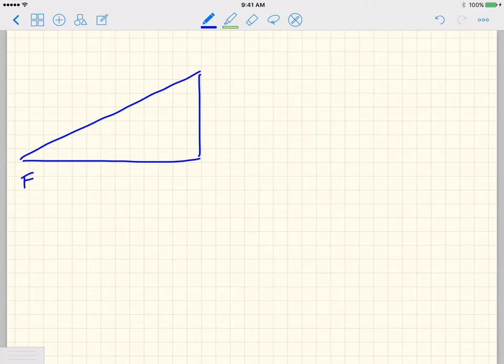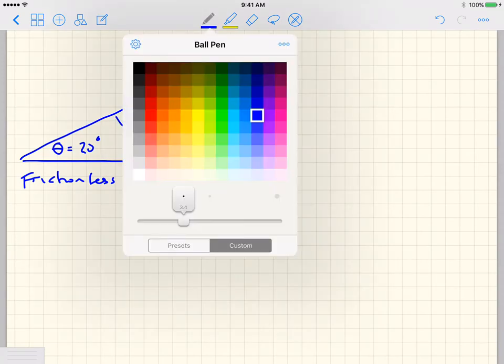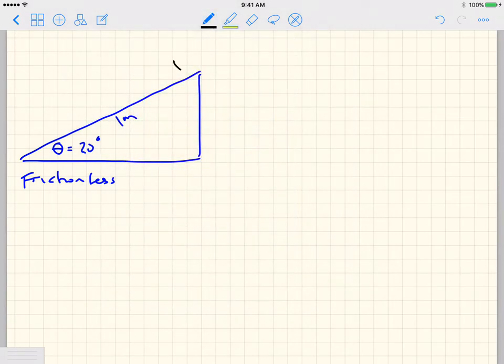Here's a little walkthrough of a kind of common problem with an inclined plane. Let's say it's frictionless and it's at an angle theta of 20 degrees and it's 1 meter long. Let's say that we put a block onto this inclined plane that has a mass of 1 kilogram. The question could be then, what is its final velocity when it gets to this end right here, 1 meter away? And how long did it take to do that?